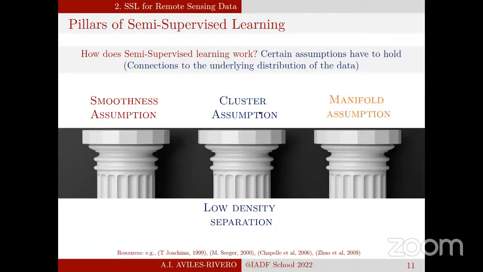And then you have the manifold assumption. What the manifold assumption says is that even if you have high dimensional data, you are going to find a manifold where all your data becomes low dimensional, in a low dimensionality space.